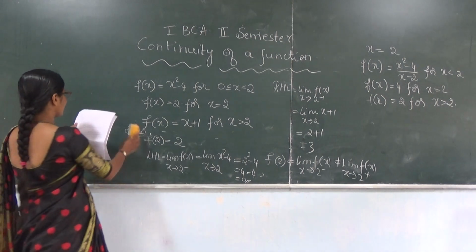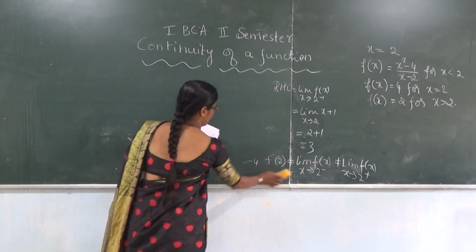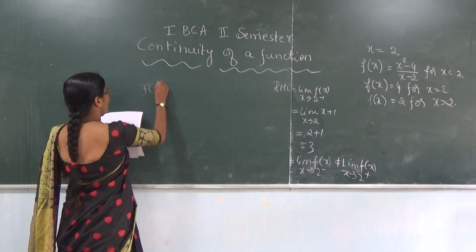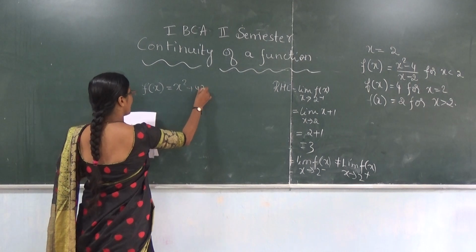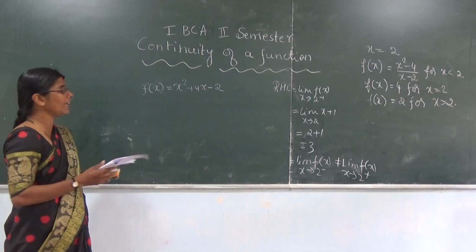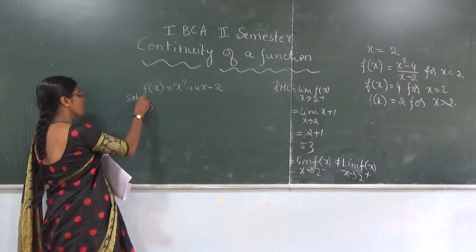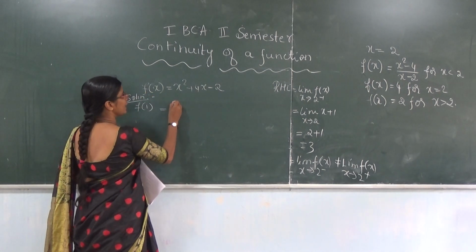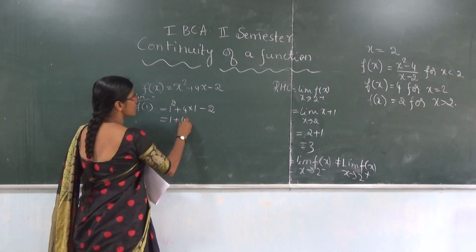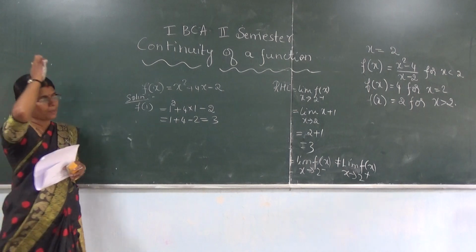One more example we take, that is prove that f of x is equal to x square plus 4x minus 2 is continuous at x is equal to 1. So at x is equal to 1, you consider now f of 1. Solution. F of 1, you are getting 1 square plus 4 into 1 minus 2. That is 1 plus 4 minus 2, that is 3.